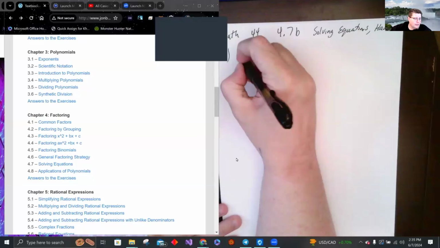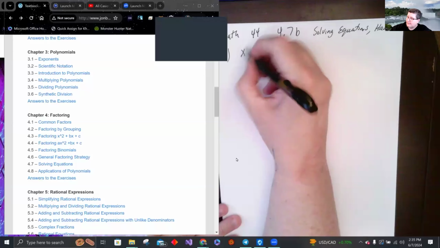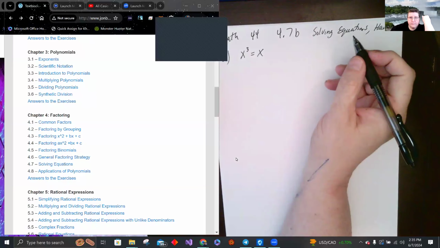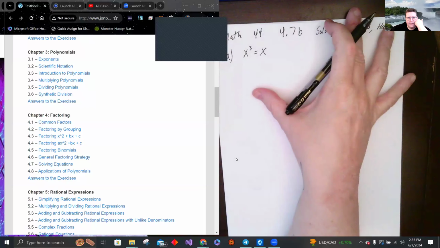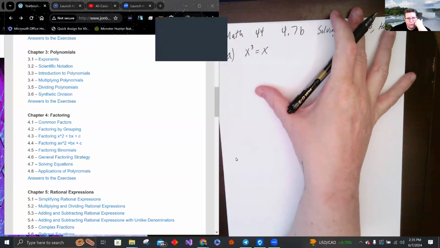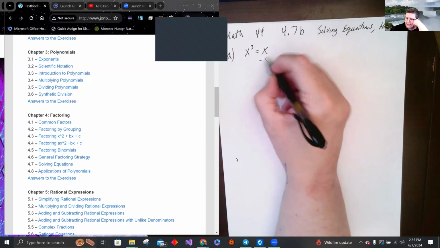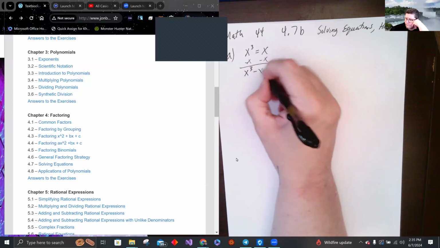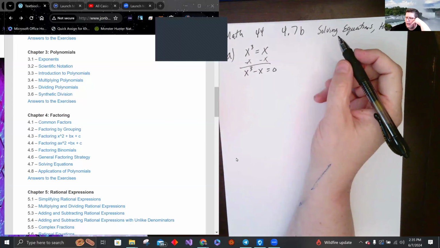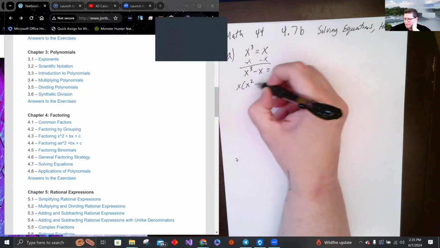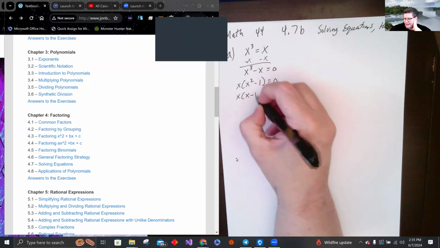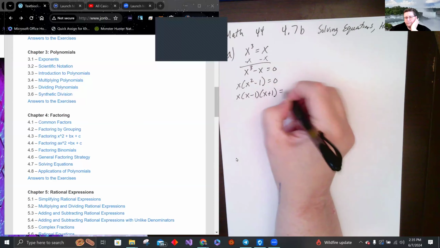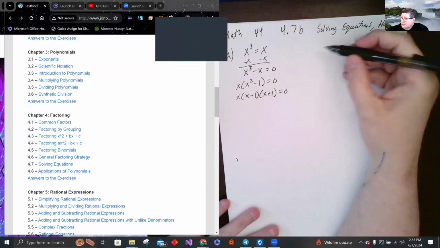So A, let's do x cubed equals x. Some people are inclined at this point to divide both sides by x, and you don't want to do that. We want to get everything on one side by subtracting x over, and then we will factor out an x. And then this actually is a difference of squares. And so we end up with three results.